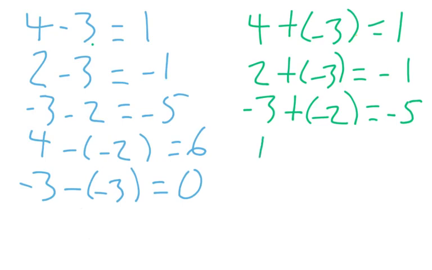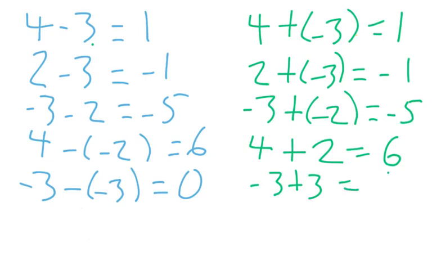Adding the opposite here, the opposite of negative 2 is positive 2. Subtracting a negative 2, I think we're going to find out is the same as adding a positive 2. What is 4 plus 2? Oh, that's 6. Negative 3 minus negative 3, let's compare that to negative 3 plus 3. Adding the opposite, that would give you 0.